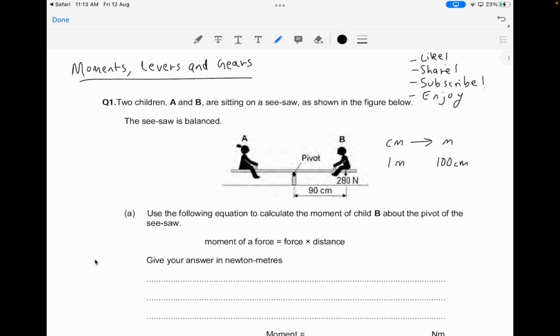Hello guys, today I'm just making a video on some basic insights on how to solve questions related to the topic moments, levers, and gears. I know many of you guys have this topic coming up for exams, so I thought hopefully this video can help you all in order to solve these type of questions.